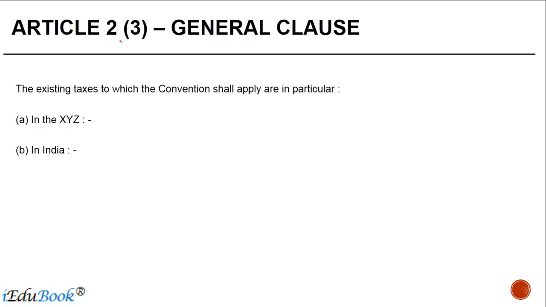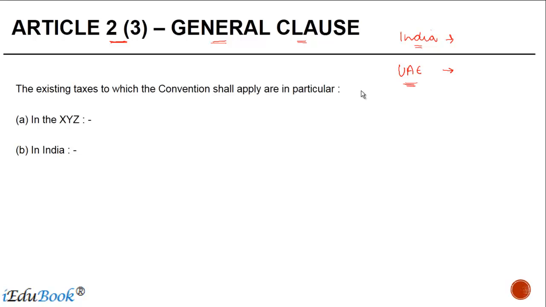In many treaties, you're going to find Article 2(3), which is a general clause. What this general clause does is, it tells you what are the taxes in each of the contracting states, right? So let's say when you're looking at the India-UAE treaty, India may have certain forms of taxes. UAE may have some form of taxes. When I look at the treaty, which are the taxes which are covered insofar as India is concerned and insofar as UAE is concerned is something which is provided in this general clause.